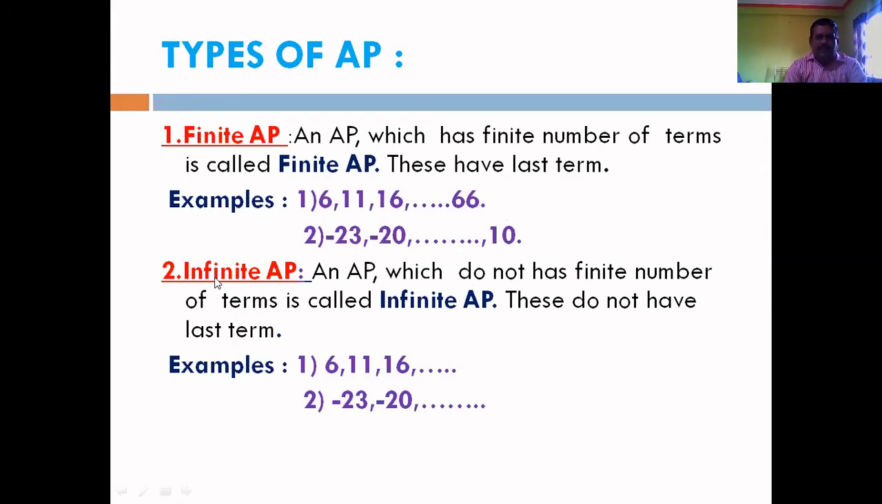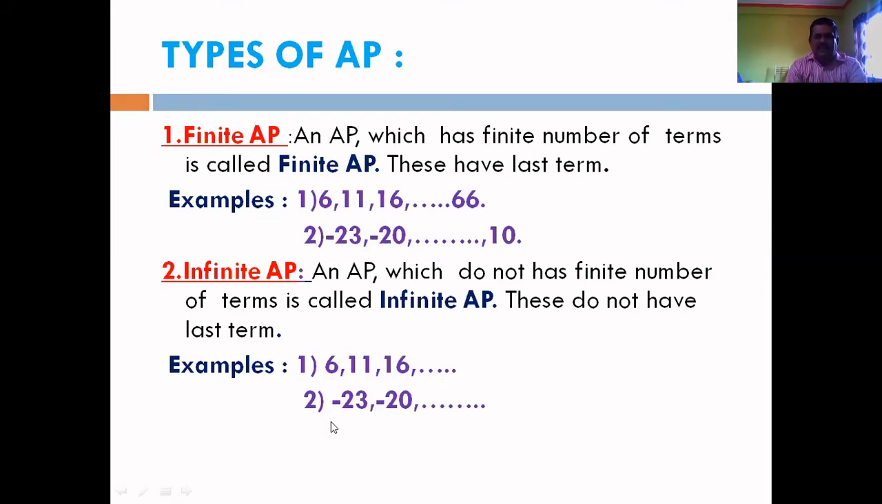The second type of AP is infinite AP. An AP which does not have a finite number of terms is called an infinite AP. These do not have a last term. That means in this type of AP we have an infinite number of terms. For example, 6, 11, 16, even though it has a common difference of 5, it is infinite because we do not have the last term here.